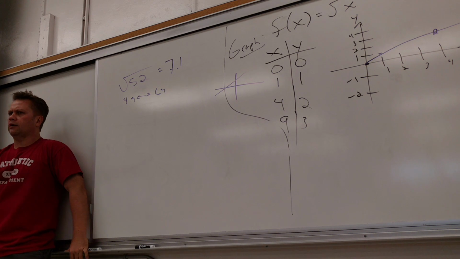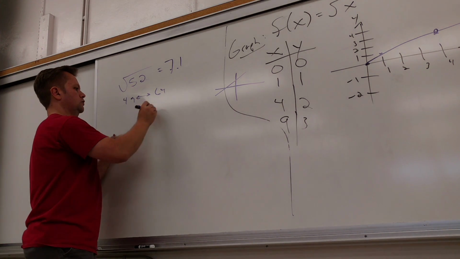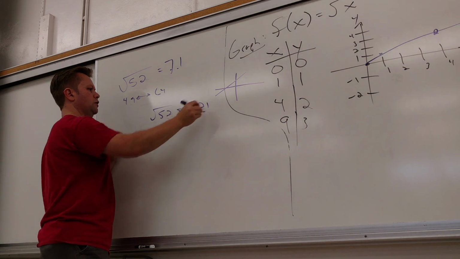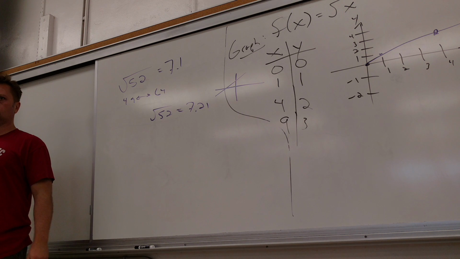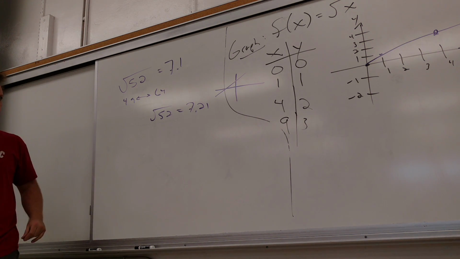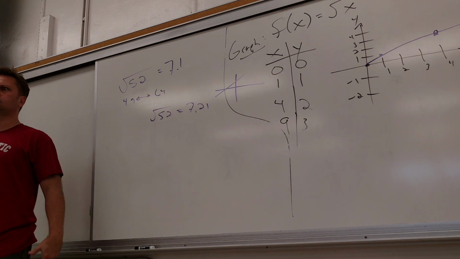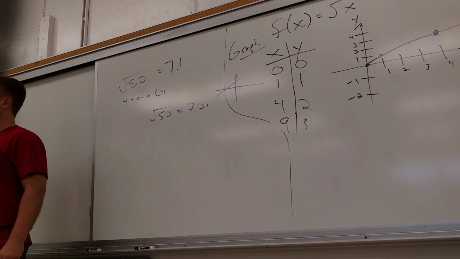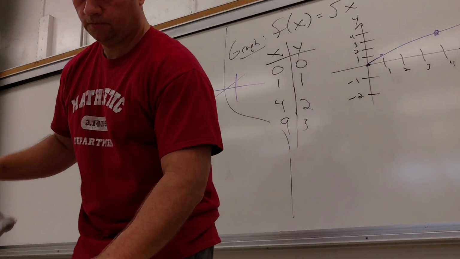Somebody do it for me in the calculator. What is the square root of 52? 7.21. So the square root of 52 is 7.21. Cool. Alright. Does everybody know how to use the square root button in the calculator? Do you have a calculator? Everybody know how to use that bad boy? Yes? Okay. Good.